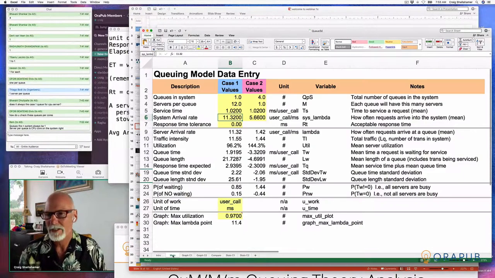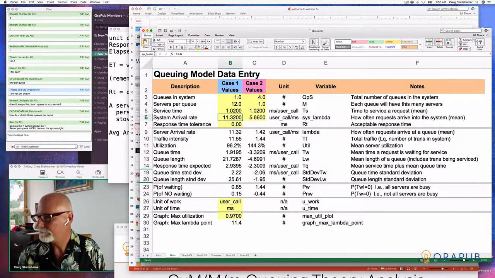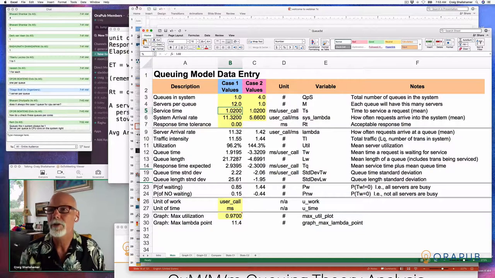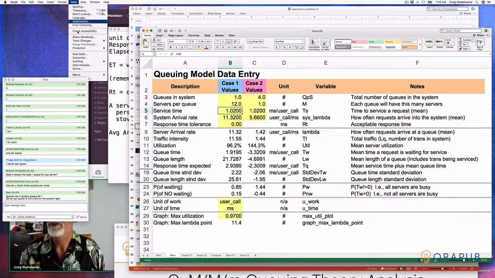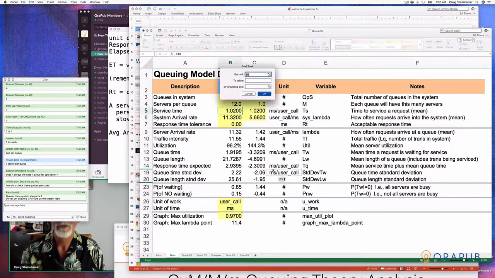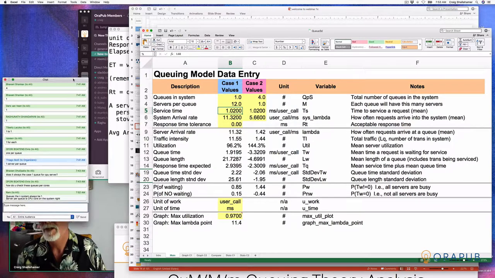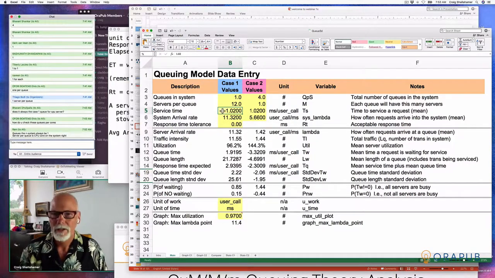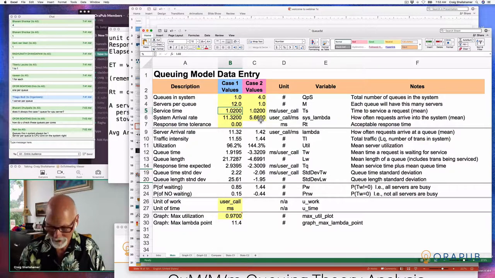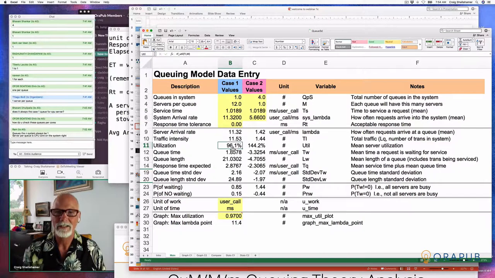Here's our first question. Oh, by the way, we're not going to do this today, but in Excel there's something called goal seek. You can use goal seek to quickly figure out this service time instead of having to do trial and error. But we're not going to use goal seek here today. To get this, I actually used goal seek to get a better number, and it was 0.189. Now I actually get the 96.1 that I'm looking for right there. So that's our service time.